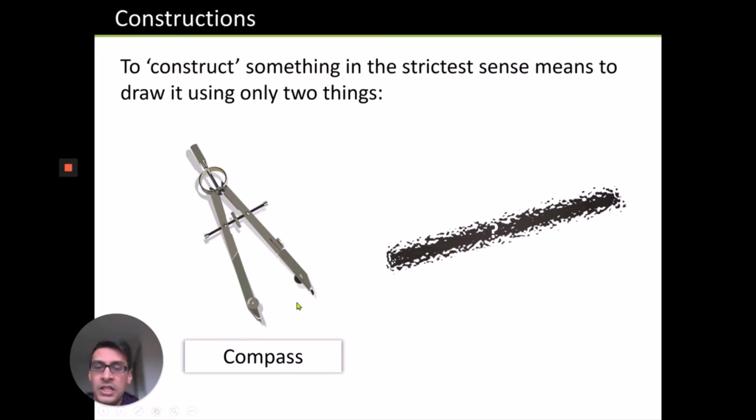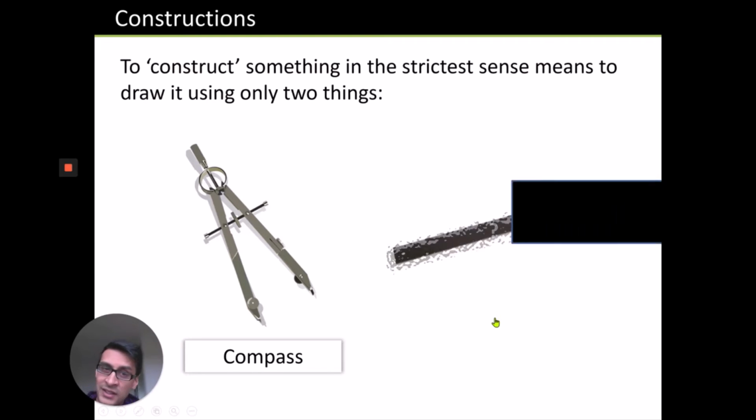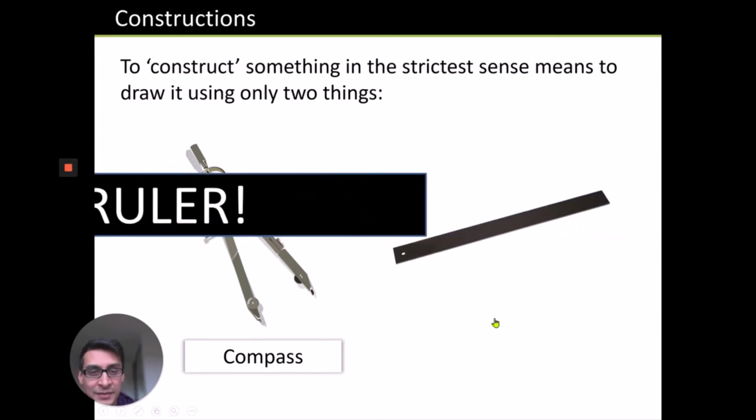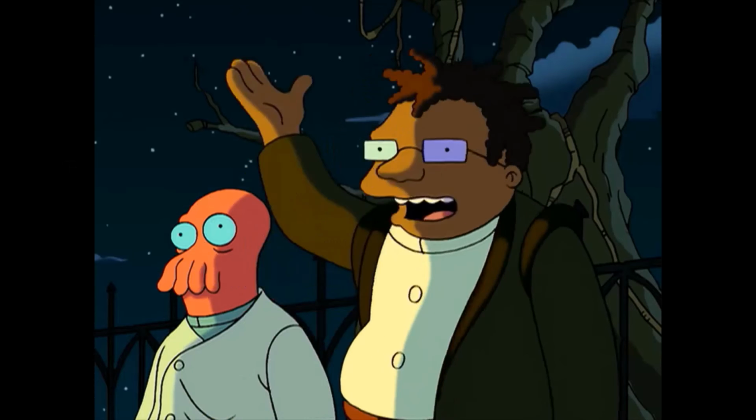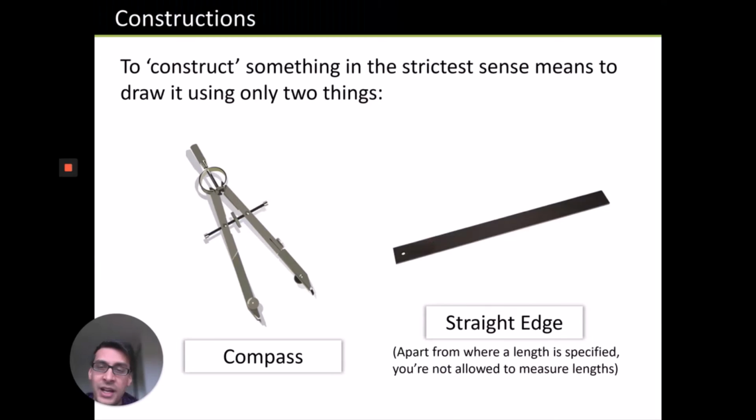And then the other thing you're going to need is not a ruler. No, it's actually a straight edge. Of course! It was so obvious! However, there are examples where you can use a ruler where you've been given a specific length. You're not always given lengths, so it's important to differentiate between a straight edge and a ruler.